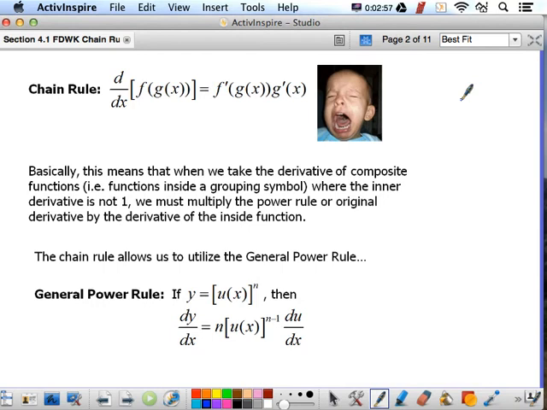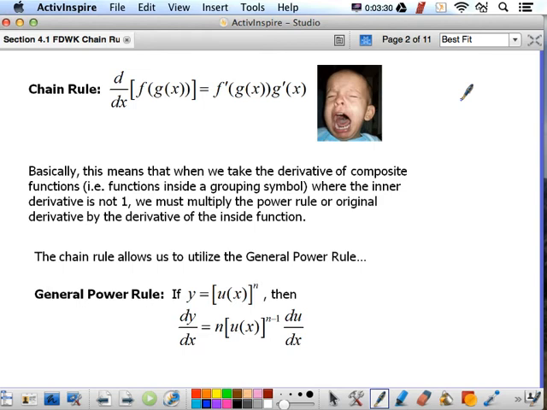This means that if we take the derivative of composite functions, in other words, functions that are inside a grouping symbol, whether that symbol is parentheses to a power or it's a radical, and the inner derivative is not 1, we must multiply the power rule or original derivative by the derivative of the inside function. Until you see a few of these, that's probably still not going to make sense. The chain rule, though, is what allows us to utilize the general power rule.